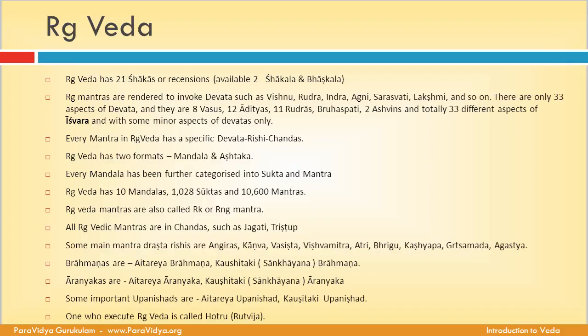Some main mantra drashta rishis are Angirasa, Kanva, Vasishta, Vishwamitra, Atri, Bhrigu, Kashyapa, Gritsamada, Agastya.